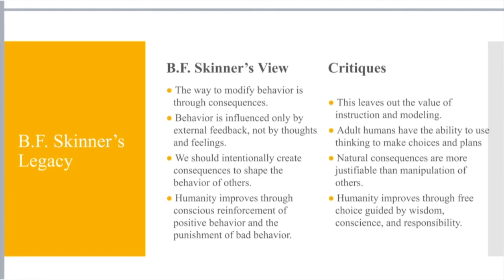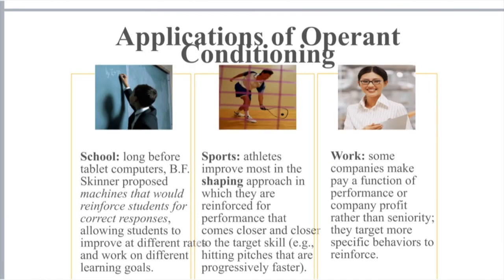And we also know that adult humans have the ability to use thinking and make choices and plans above and beyond. Yeah, I know I'll get a cookie if I say please, but do I really want a cookie? I can think. So just recognize his view and these critiques. These are some examples of operant conditioning. So feel free to read through these real quick, and get some examples if you need further insight.